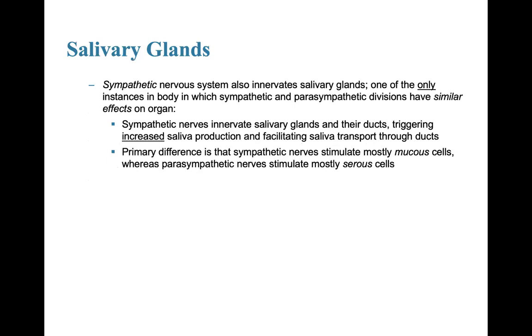Now, the sympathetic nervous system will also innervate salivary glands. This is one of the only instances in the body in which the sympathetic and parasympathetic divisions will have similar effects on an organ. The sympathetic nerves will innervate salivary glands and their ducts, triggering increased saliva production and transport through those various ducts. The primary difference is that the sympathetic nerves stimulate most cells, whereas parasympathetic nerves will stimulate mostly serous cells.